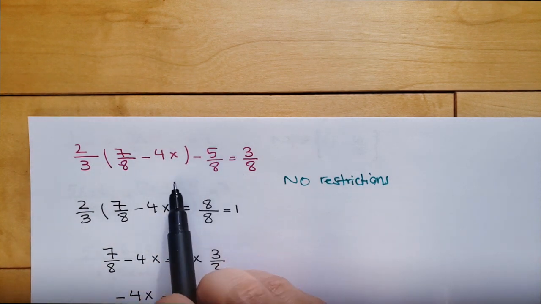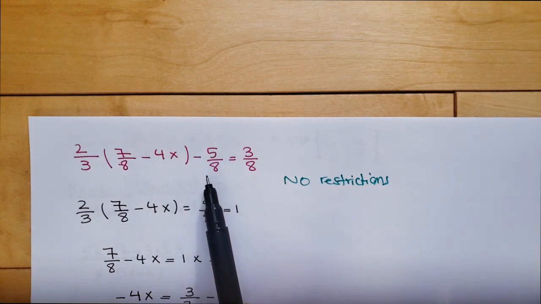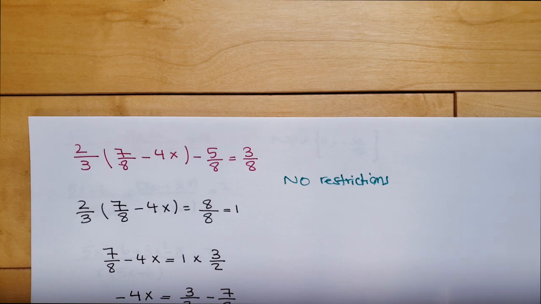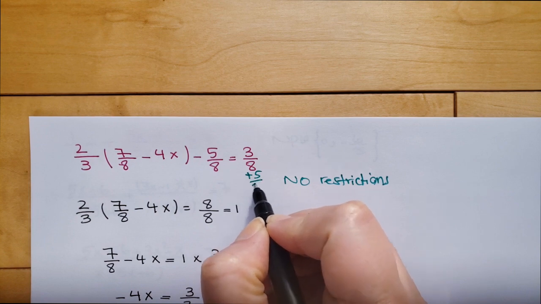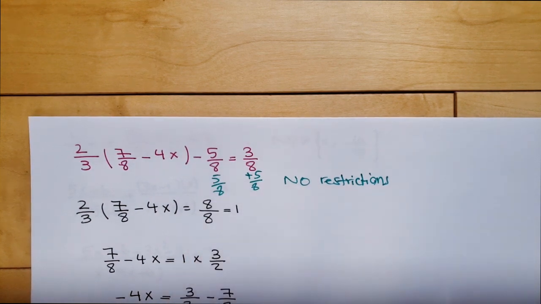So I'll start, as I just mentioned, when I have a few constants which can be added or multiplied by one another, I start by simplifying those. So I move this 5 over 8 to the other side by adding 5 over 8. So this one will be changed into 2 over 3. 7 over 8 minus 4x equals, this will turn into 8 over 8, which is in other words 1.